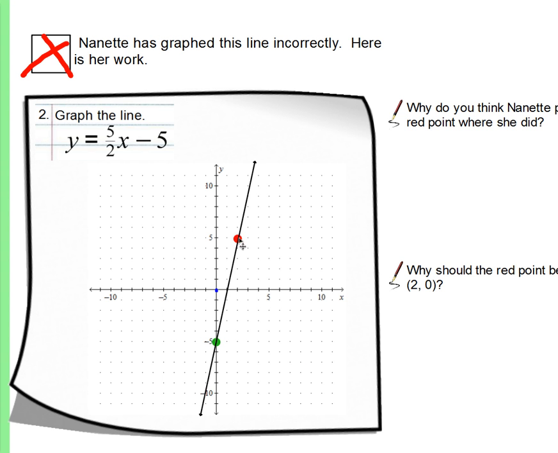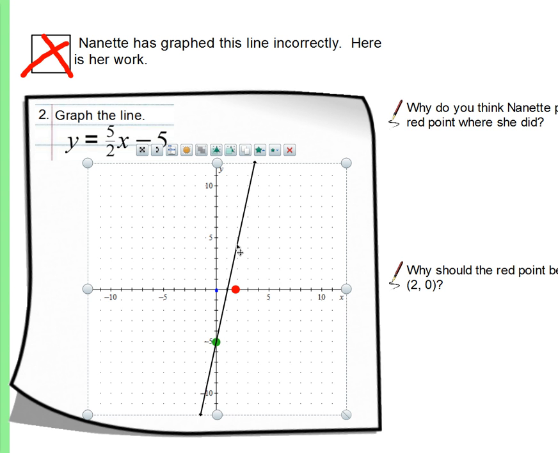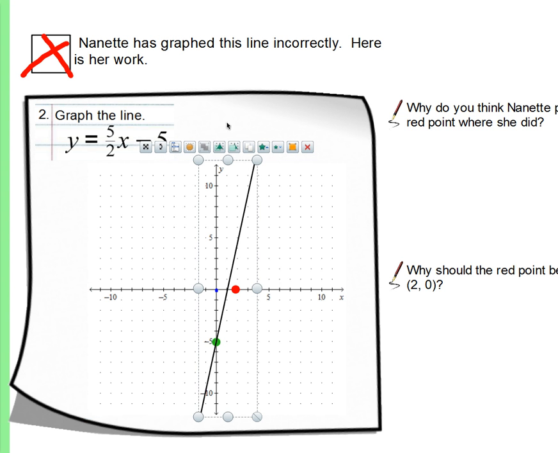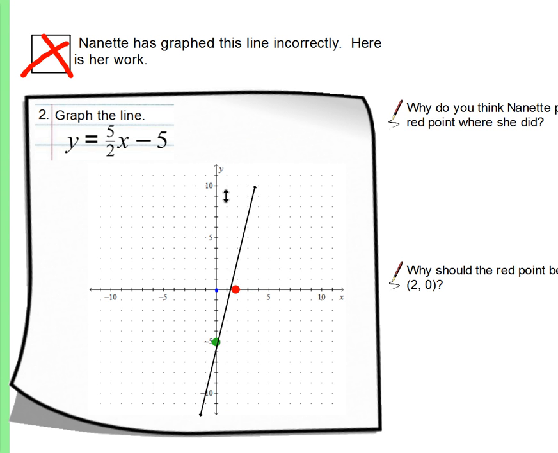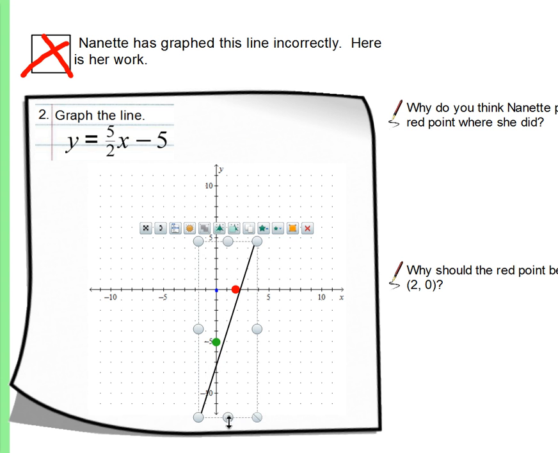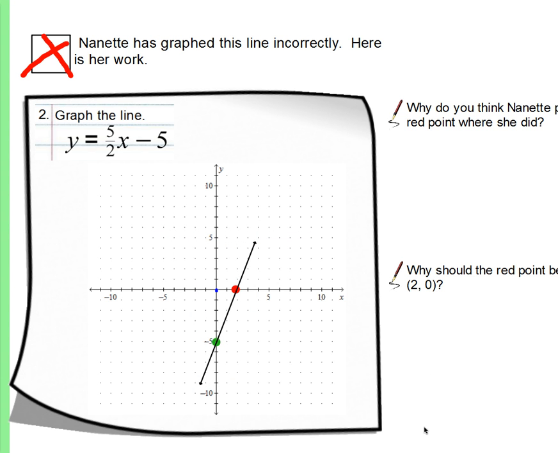Okay. So if we do use the slope, it is supposed to be from another point, right? So up 5 and over 2, we should have a point right there. Of course, we know that. We just did this a while ago. Why should there be a point at 2, 0? How do I know that? That is because I remembered it correctly.